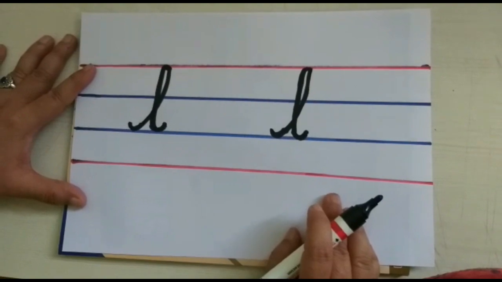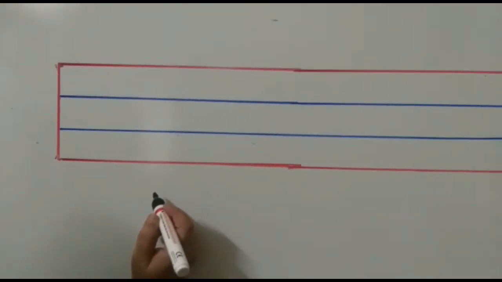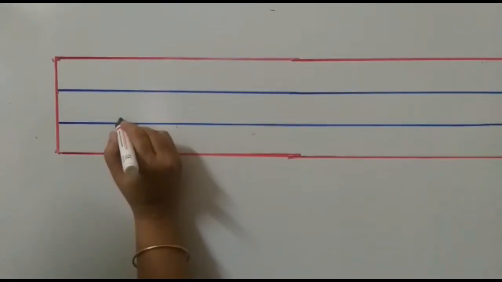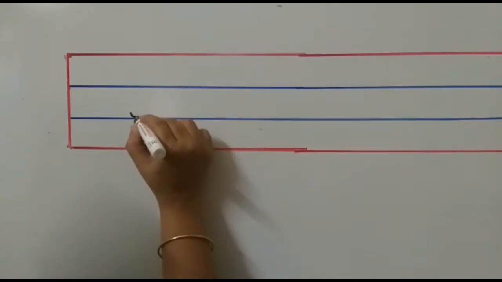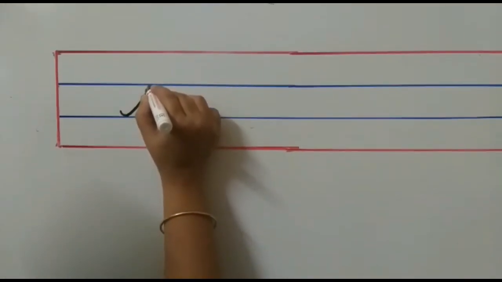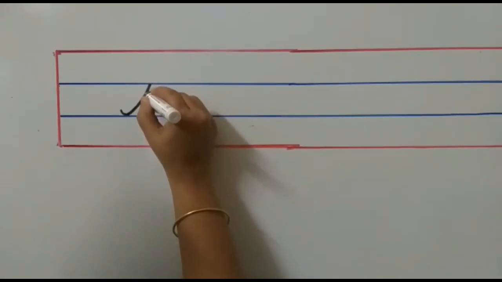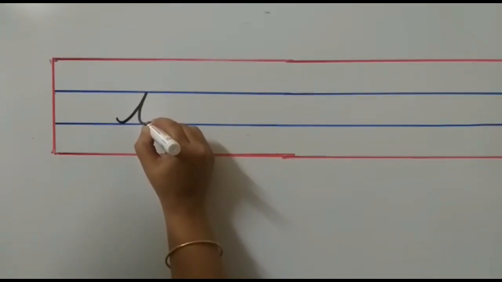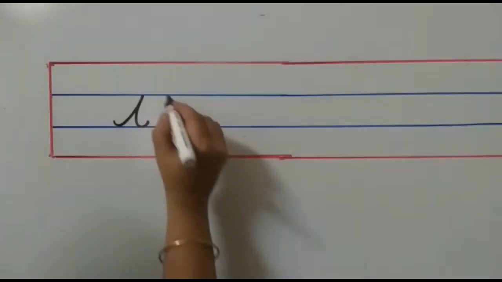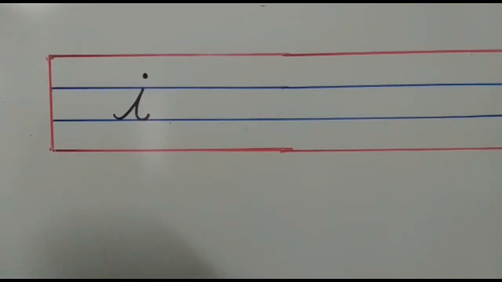Small cursive L. H, after which letter comes, children? H after I. Now we will write. Make a small curve. Go up to the second blue line. Slanting line you have to go. Now come down to the third blue line. And make a small curve and put a small dot. Small cursive I.